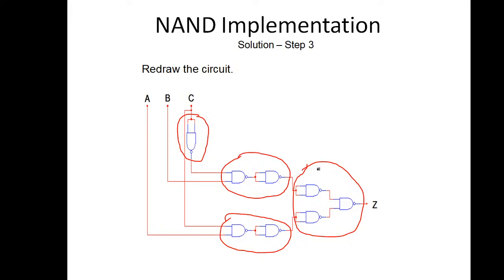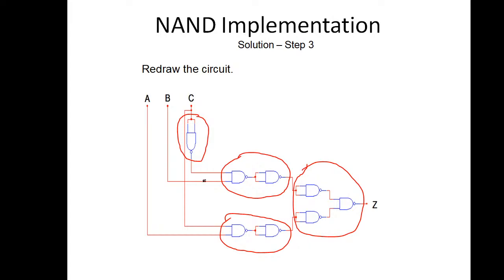Now you can tell me, ma'am, in one IC package how many NAND gates are there? 4 NAND gates. So how many NAND gates will be required? 1, 2, 3, 4, 5, 6, 7, 8. Okay, so 8 means 2 ICs are required. Can we even reduce it?